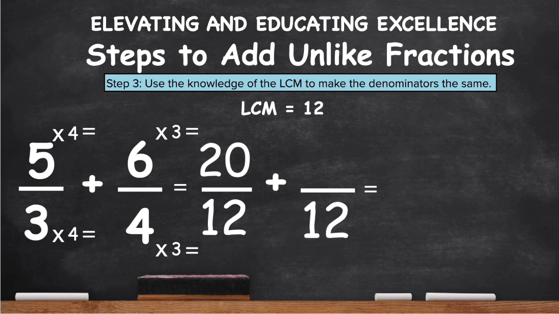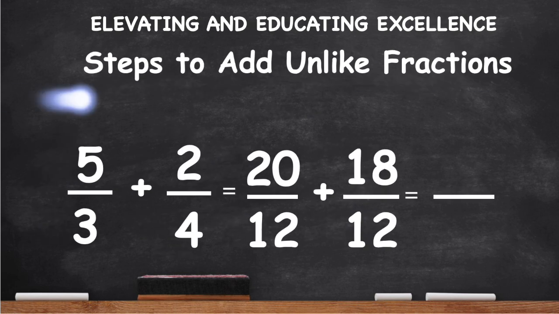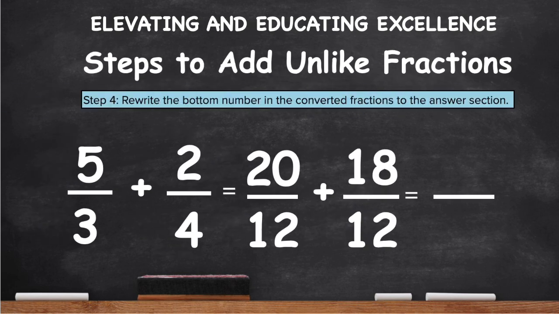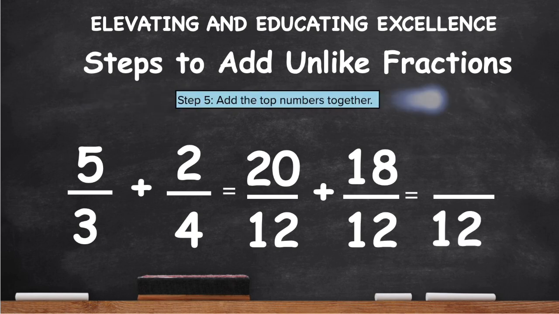And now we're going to do 6 times 3. 6 times 3 equals 18. So we're going to move that 18 to the top part of the new fraction. So now we're going to do step number 4. We're going to rewrite the bottom number in the converted fraction to the answer section. Now we're going to do step number 5.